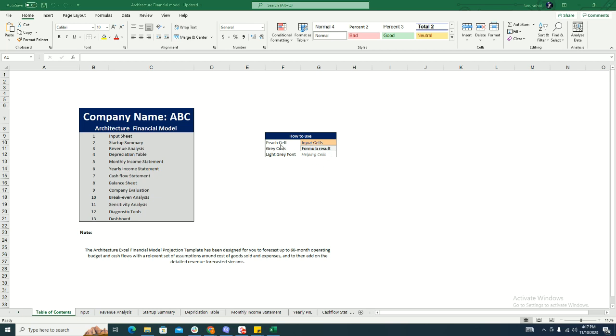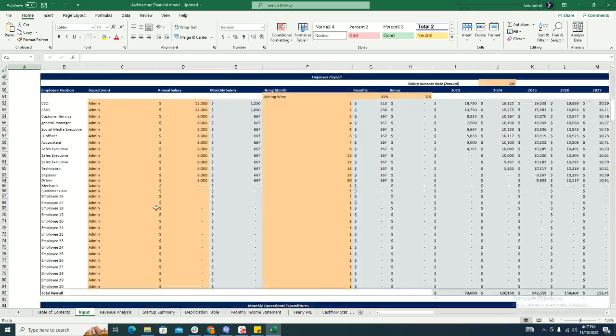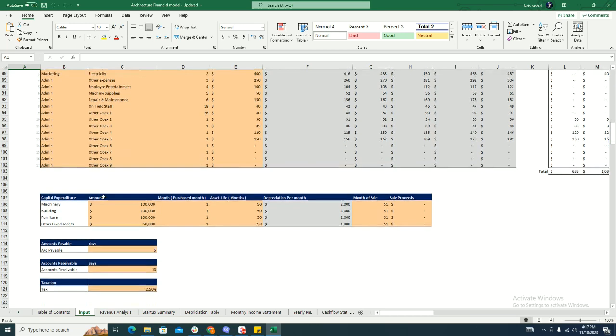If you see over here, the how to use. This basically tells you about the peach cells, which are the input cells, whereas the gray cells tell you about the formula results, and the light gray font gives you the helping cells. Coming towards the input sheet, it basically tells you about all the assumptions that are being taken over here. This includes the investment, loan, cost of goods sold, and the revenue streams of the business, as well as the employee payroll and capital expenditures and OPEX, operating expenditures.